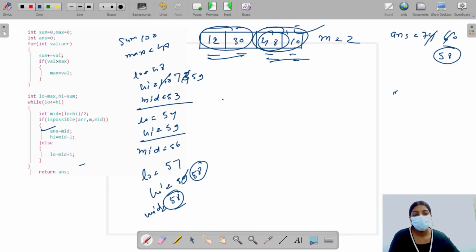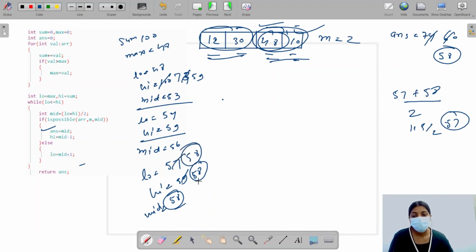I again calculate my mid for 57 plus 58 by 2. So it becomes 115 by 2, which is equal to 57. It returns false, because for 57 it is not possible, right? If it returns false, I increase my low to mid plus 1. So my low becomes mid plus 1, which is equal to 58. Now my mid is equal to 58.